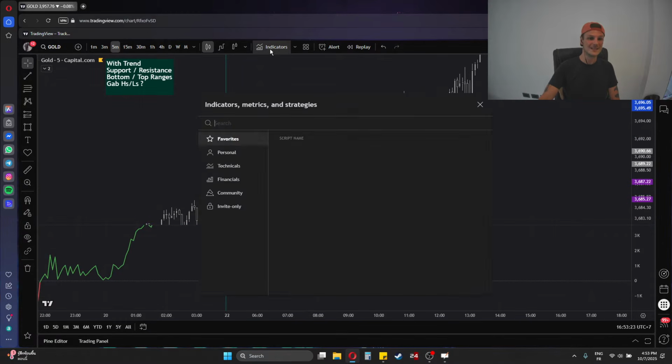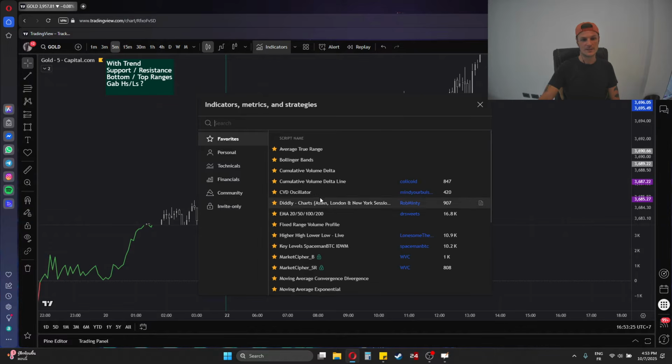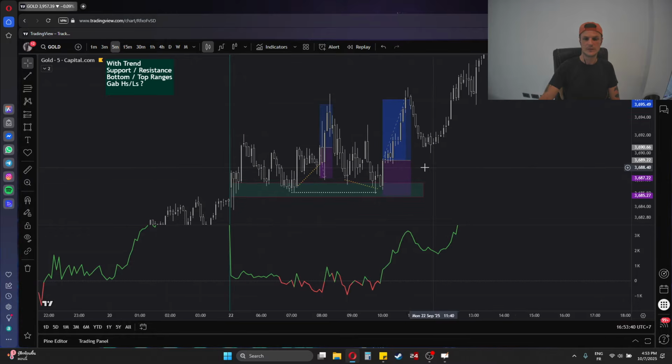Where to find the indicator? It's going to be Cumulative Volume Delta line, this one right here. So you type it here in the search bar and you're going to find CVD line, okay? By Coley Cold. All right, that's the dude. There you go. So free indicator, of course.